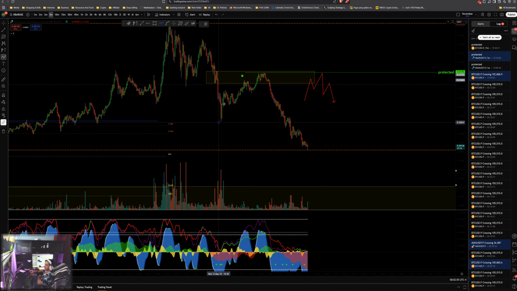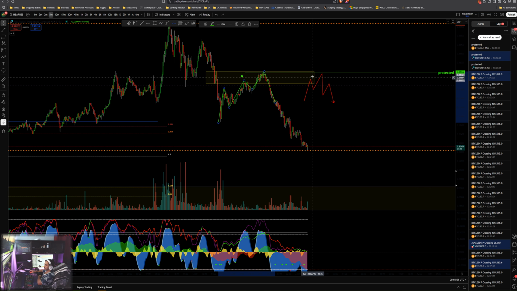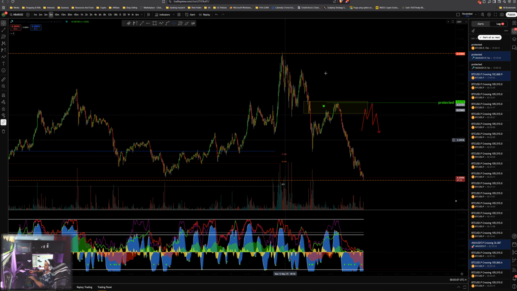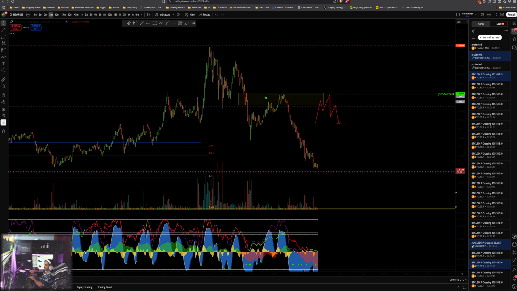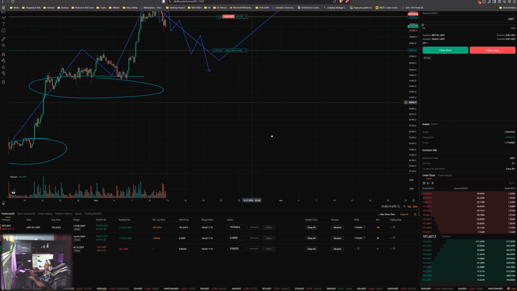And so we have done this more internal market structure like this. And then we broke that market structure. Okay? That tells me we're going to come lower. Potentially. I mean, statistically, that's strong. That's a strong indication. When you see that, that's strong.